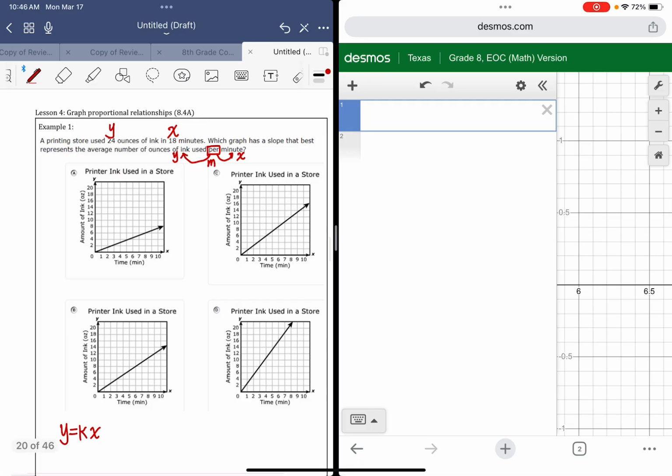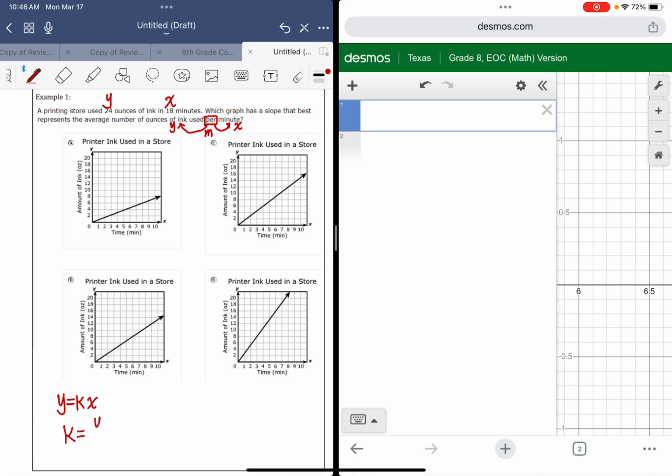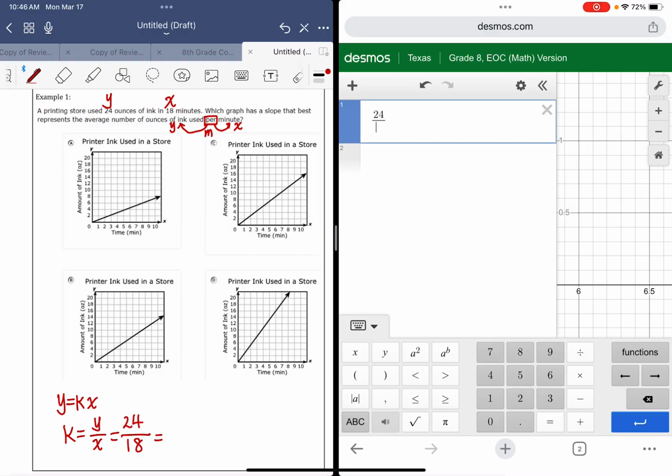And to find our K, we should know K equals Y over X. In this case we can put it into the calculator: 24 is my Y, 18 is the X. 24 divided by 18 is 1.333 repeating. So that means we have 1 and 1/3, which if we convert it to an improper fraction, is 4/3. That means every 3 minutes, they will use 4 ounces of ink.